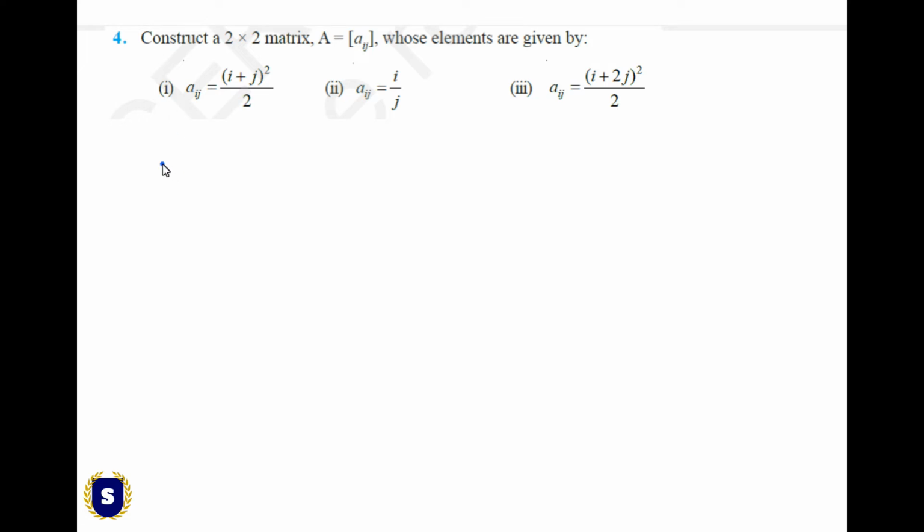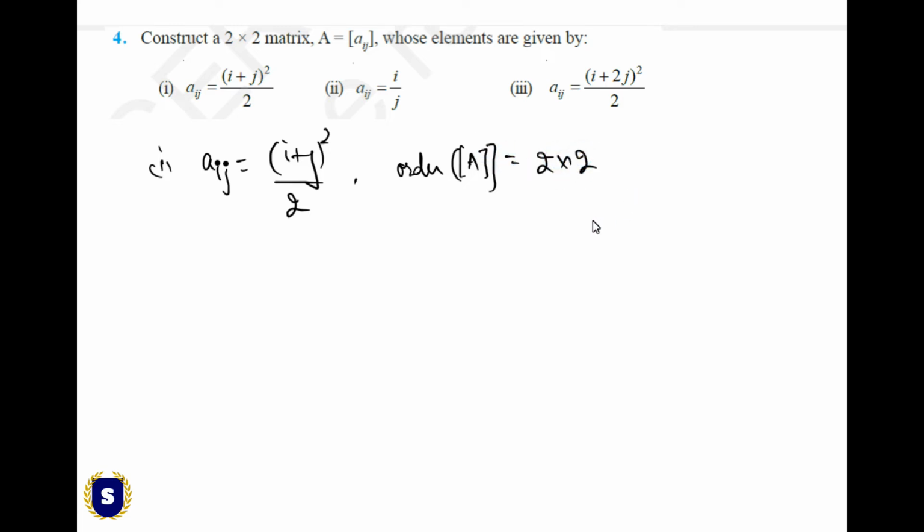Okay. For first part, the formula is Aij is equal to (i plus j) whole square divided by 2. Okay. The matrix is of order 2 cross 2. Order of matrix is 2 cross 2, right? So the maximum value of i can be 2 and the maximum value of j can be 2. We'll put one by one, each value one by one.